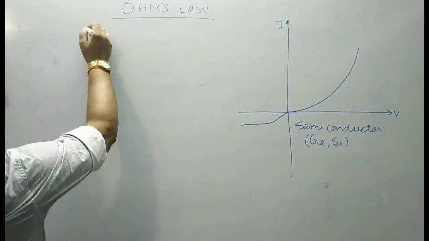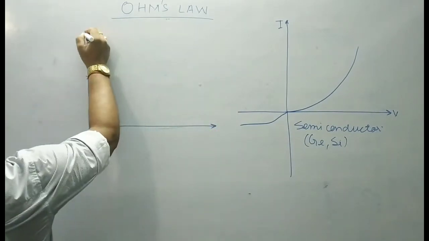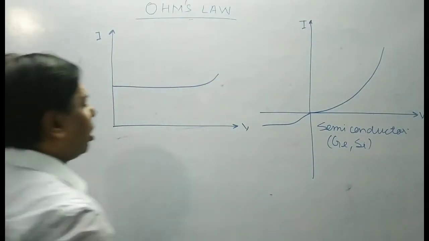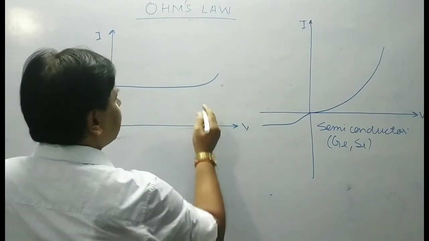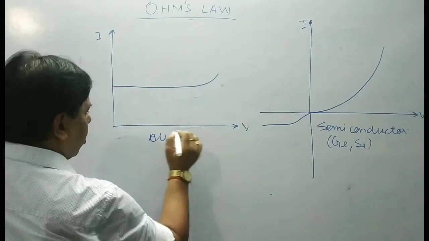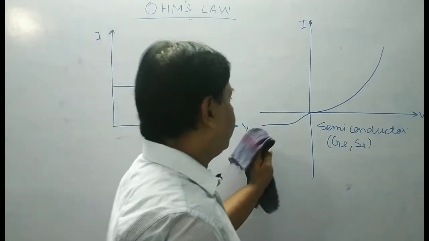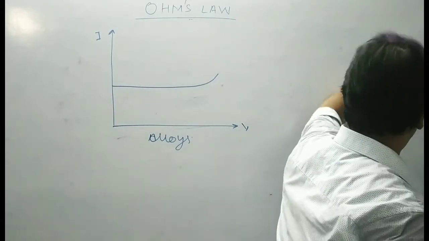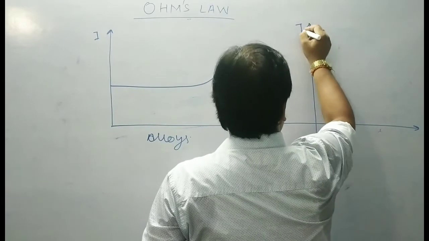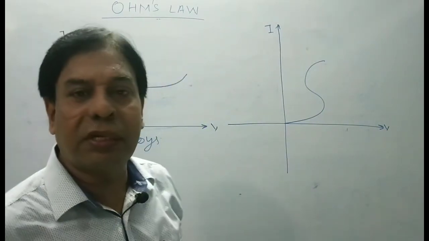Third, we will see IV. It goes like this. This is for alloys. Alloys means nichrome steel, like you can say nichrome, alnico. This sort of things are there. It is going like this. Main thing is this. Now, one more graph I would like to tell you. This is the thing. This is for thermistor and thyristor.